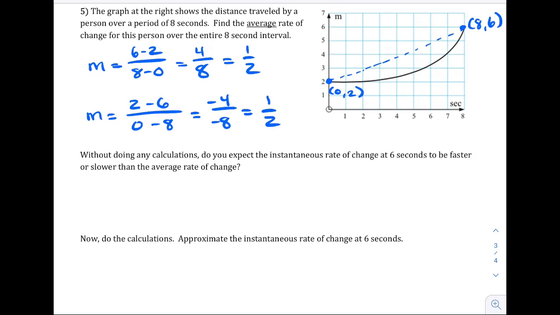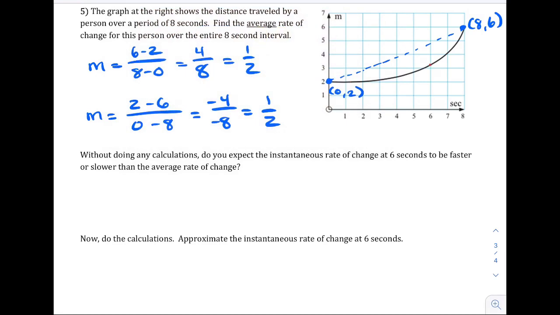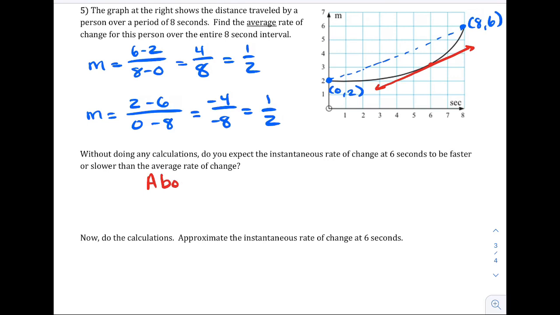Without doing any calculations, do you expect the instantaneous rate of change at 6 to be faster or slower than the average rate of change? So what I can do is think of where 6 is. 6 is about right here. And if I drew my tangent line to that, something like this, I'd say it kind of almost looks the same. Maybe a little bit more steep. But based on your tangent line you draw, I'd say it's pretty close to the same. About the same, because those two lines look pretty parallel to me.